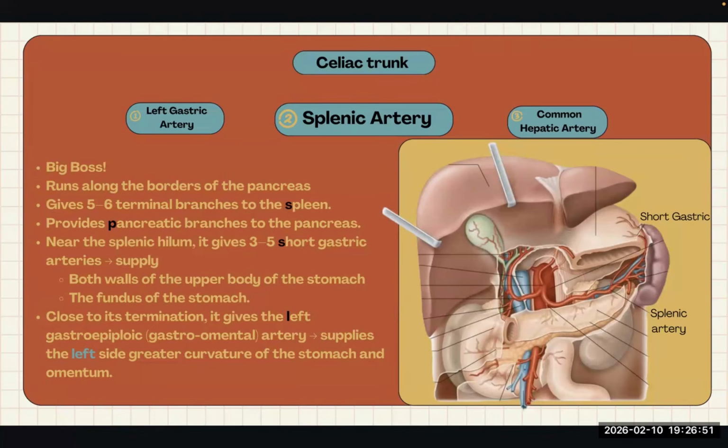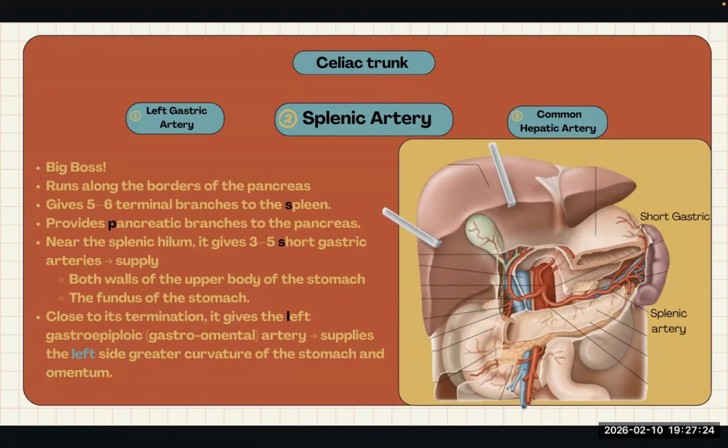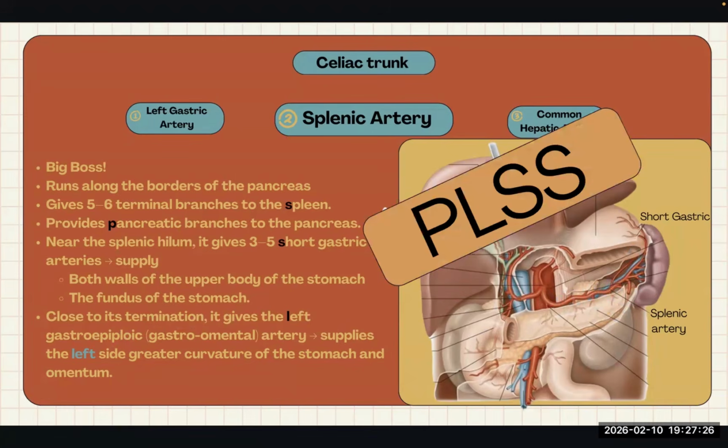So from the name, you can tell what it supplies: gastroepiploic. It can also be called the left gastroomental artery. Gastro means supplying the stomach, the greater curvature of the stomach to be specific, and because of the epiploic part, it also supplies the omentum, like we mentioned. Easy?